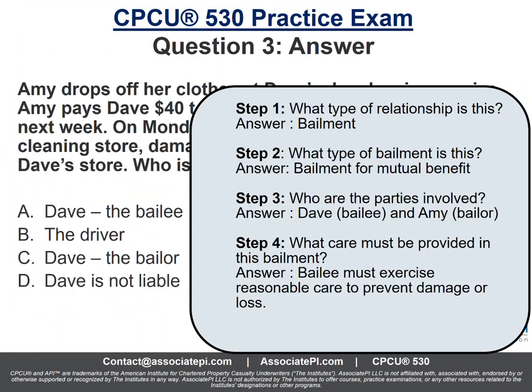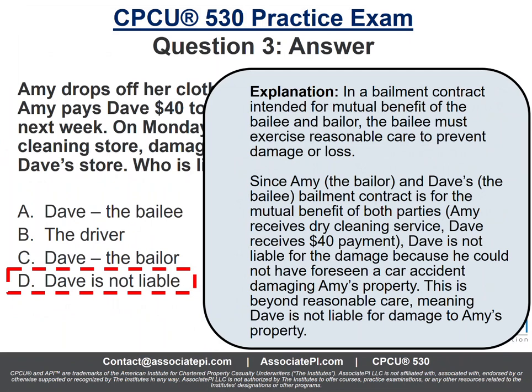Next, step 4, we have to determine what care must be provided in this type of bailment. So in a bailment for the mutual benefit of both parties, the bailee must exercise reasonable care to prevent damage or loss. So the correct answer here is answer option D, because in a bailment contract intended for the mutual benefit of the bailee and bailor, the bailee must exercise reasonable care to prevent damage or loss. So Dave has provided reasonable care. A car crashing into a store, he could not have prevented that. That was a freak accident, and that's beyond the scope of reasonable care.